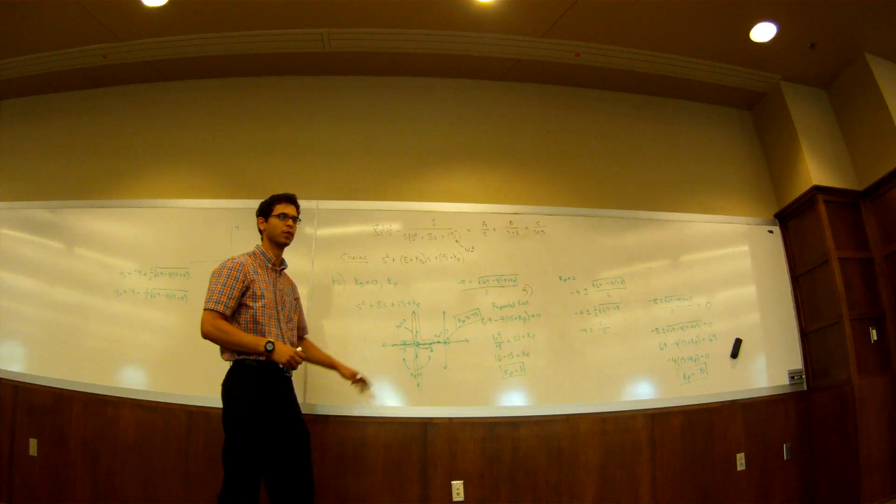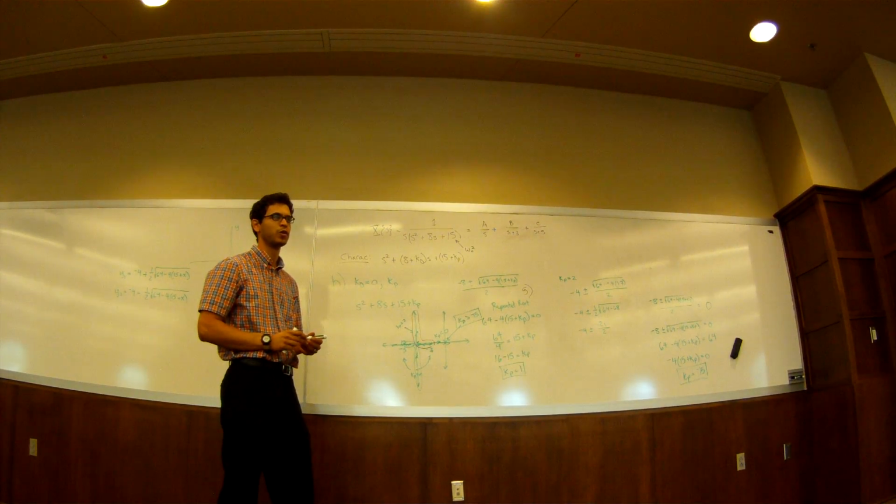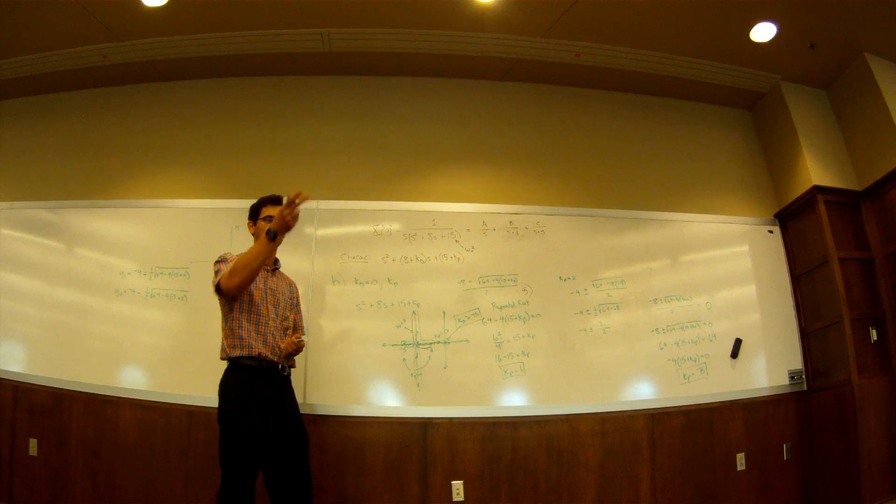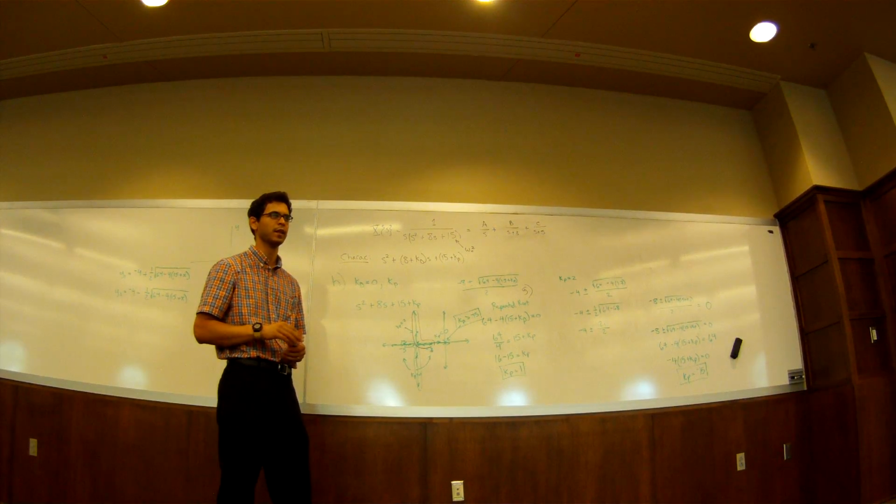So this is what I was looking for. And so we tried different values of kp, which is essentially what Ricky was saying. Just try different points and see where they lie on the graph. Cool?